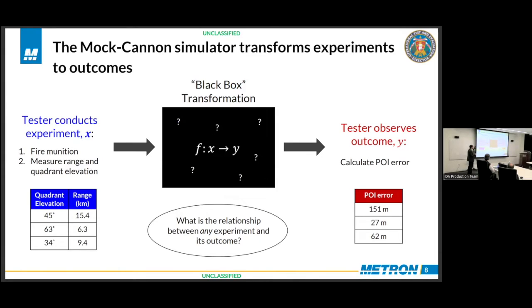So they'll collect data in maybe some kind of tabular form like this, angles and ranges. On the other hand, they'll measure the outcome. In this case, they'll calculate the point of impact error, and they'll collect the associated point of impact error per experiment they conduct. But to really assess the Mach cannon and to say, is it good over all operational environments or contexts that I'm interested in, we would like to know the mapping between an experiment to its outcome. And so that mapping we can define with a model.